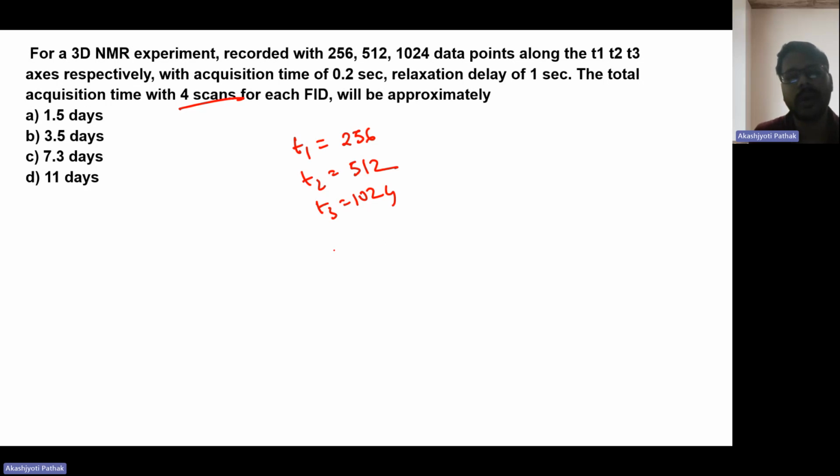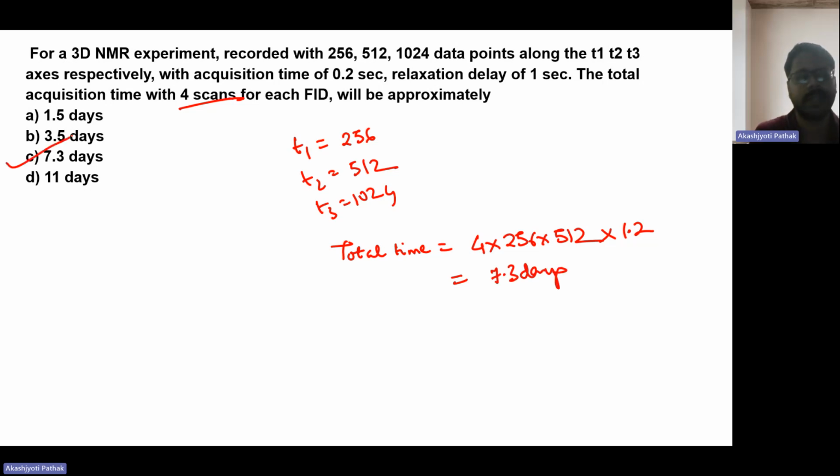So to calculate the total time, just multiply 4 with 256 and 512. Each scan is taking how much time? It is taking 1.2 seconds, right? There is an acquisition time of 0.2 second and relaxation delay of 1 second, so the total is 1.2 seconds. If you calculate this, it will give you around 7.3 days. So the correct answer is 7.3 days.